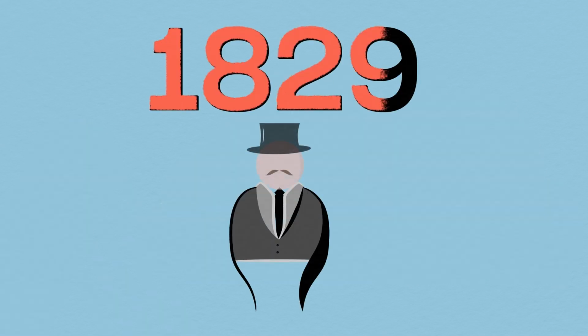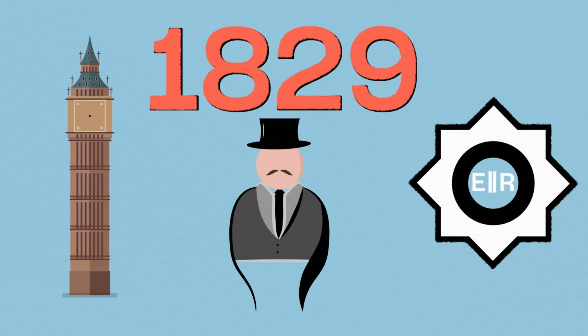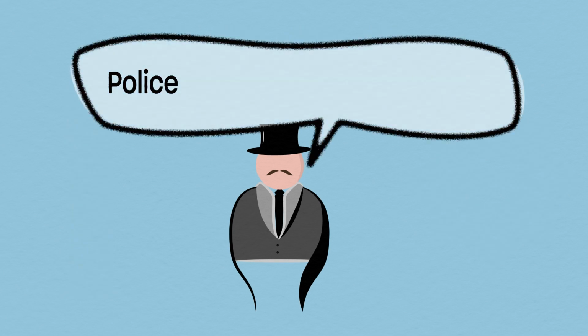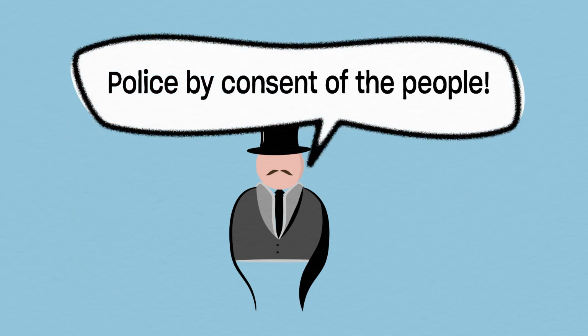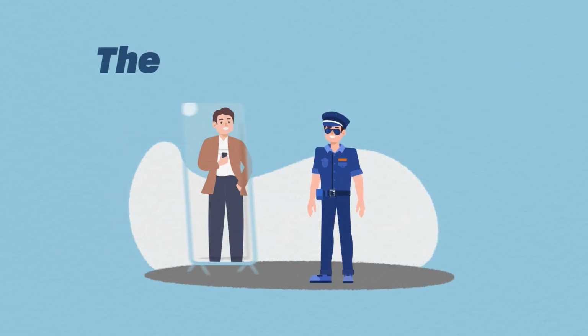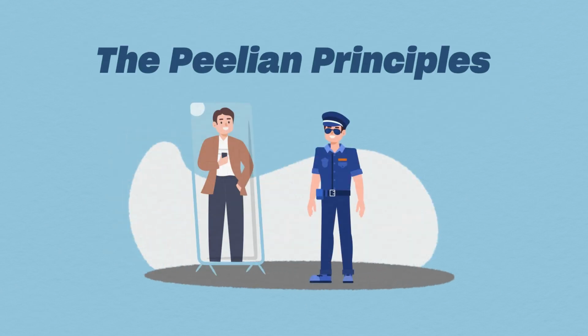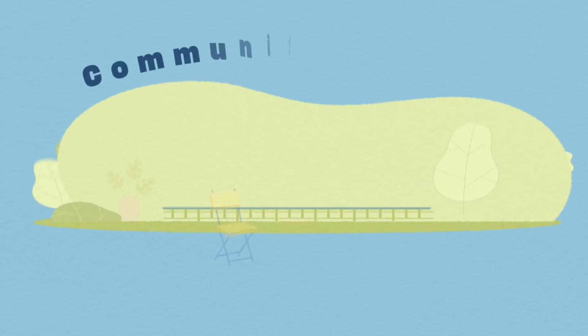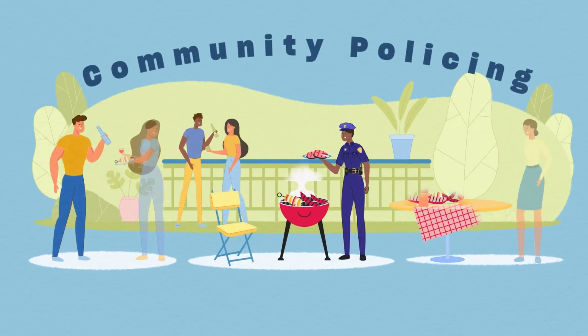The practice of community policing dates back to 1829, when Sir Robert Peel of England established London's Metropolitan Police Force. Peel introduced policing by consent, the central idea behind what became known as the Peelian Principles. This idea suggests that officers are citizens in uniform. In other words, the police are the community, and the community is the police. Today, policing by consent is well known as community policing.